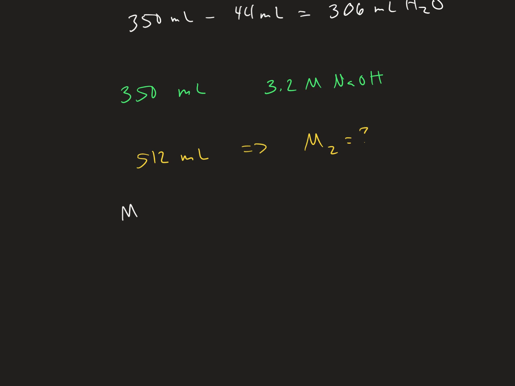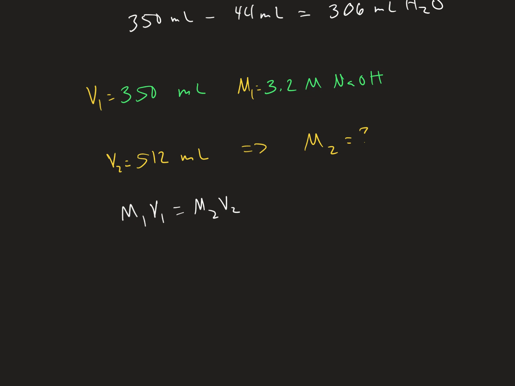So we go to our formula, M1 V1 equals M2 V2. Is this on our reference sheet? I don't believe it is, so if you need it, I mean, it's not a hard one, but you need to know it. And what are we solving for? M2. So let's label everything. What's the 350 milliliters? That's our V1. And our 3.2 molar solution is our M1. And this is our V2. Does that make sense to everybody?